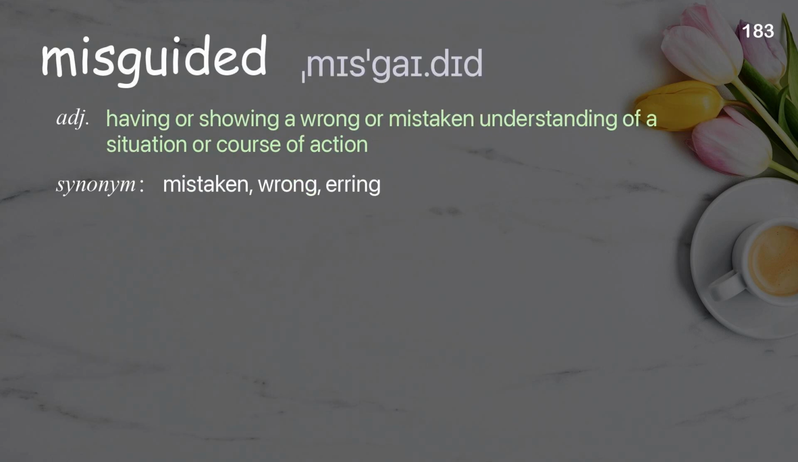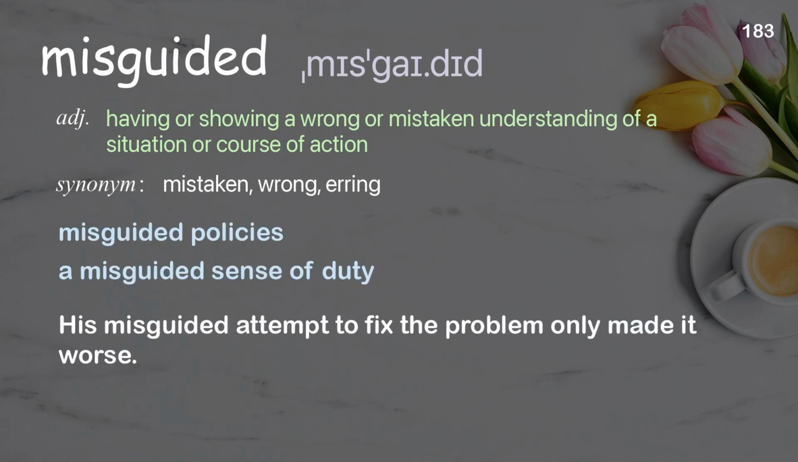Misguided. Having or showing a wrong or mistaken understanding of a situation or course of action. Examples: misguided policies, a misguided sense of duty. His misguided attempt to fix the problem only made it worse.